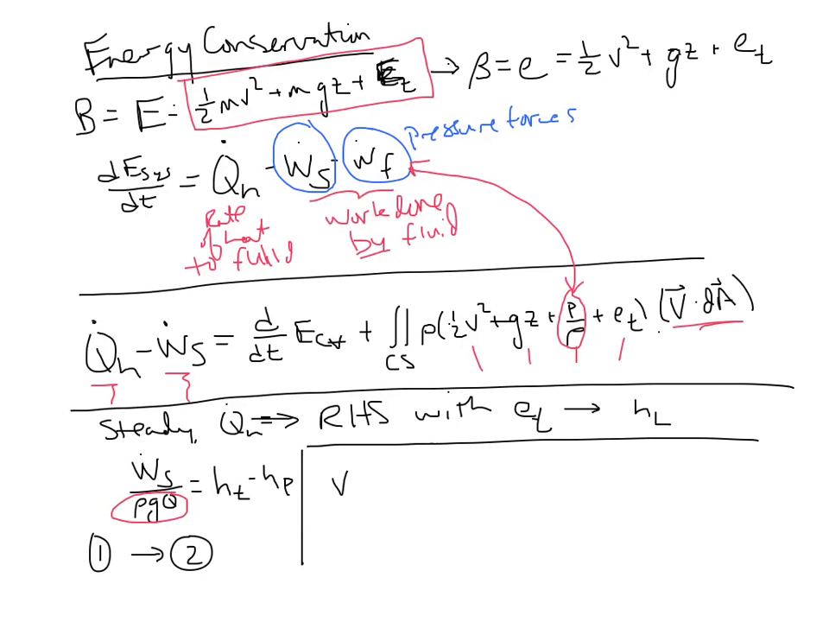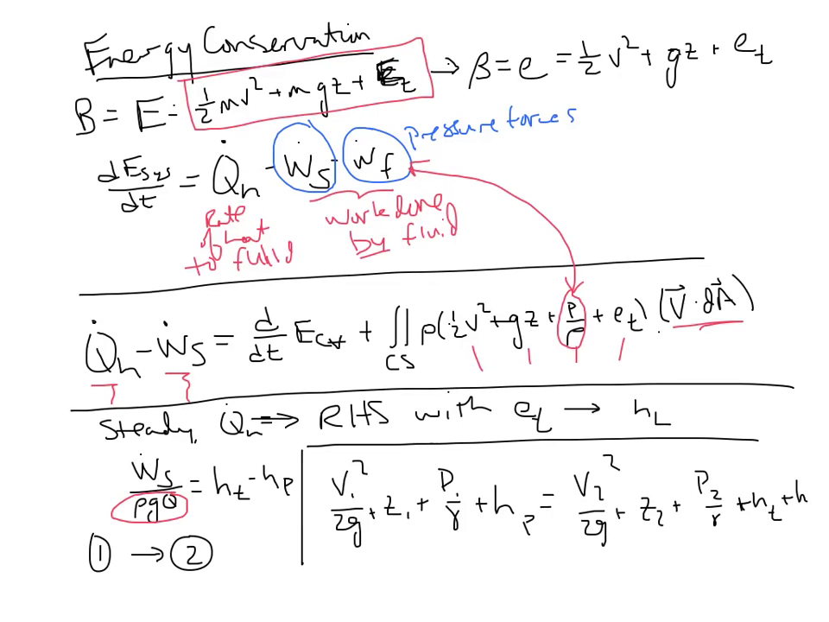And we end up with V1 squared over 2g plus z1 plus p1 over gamma plus any energy added by the pump is equal to V2 squared over 2g plus z2 plus p2 over gamma plus energy extracted by the turbine plus head losses. And this is the generalization of Bernoulli, accounting for energy added by pumps, extracted by turbines, and lost to friction.